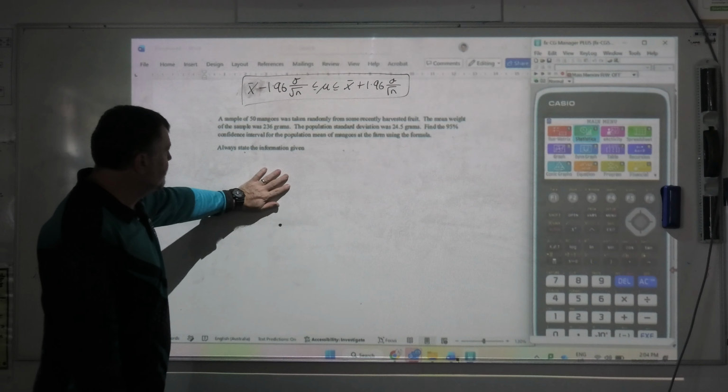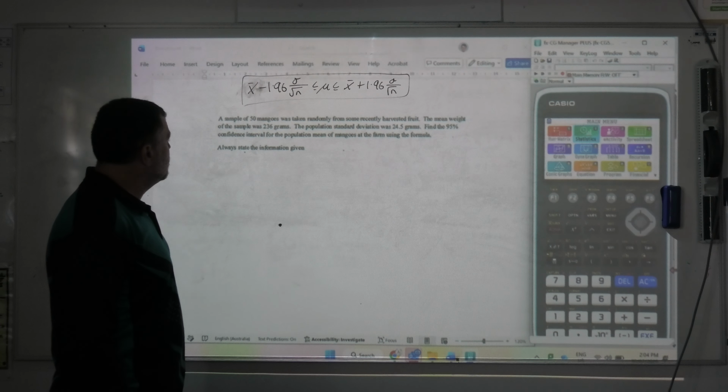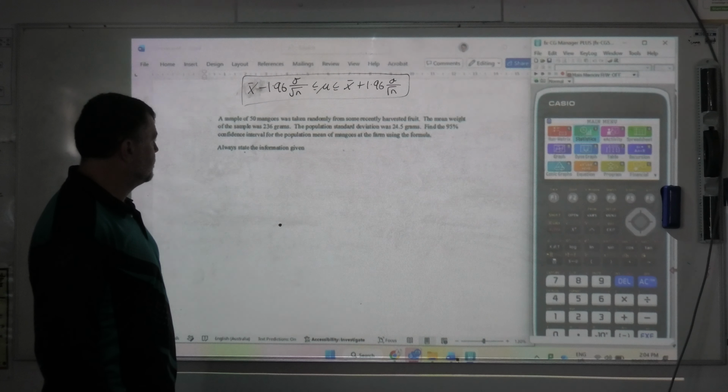So let's start off with the first example. We've got a sample of 50 mangoes taken randomly from some recently harvested fruit. The mean weight of the sample was 236 grams. The population standard deviation was 24.5. Find the 95% confidence interval for the population of the mangoes using the formula.